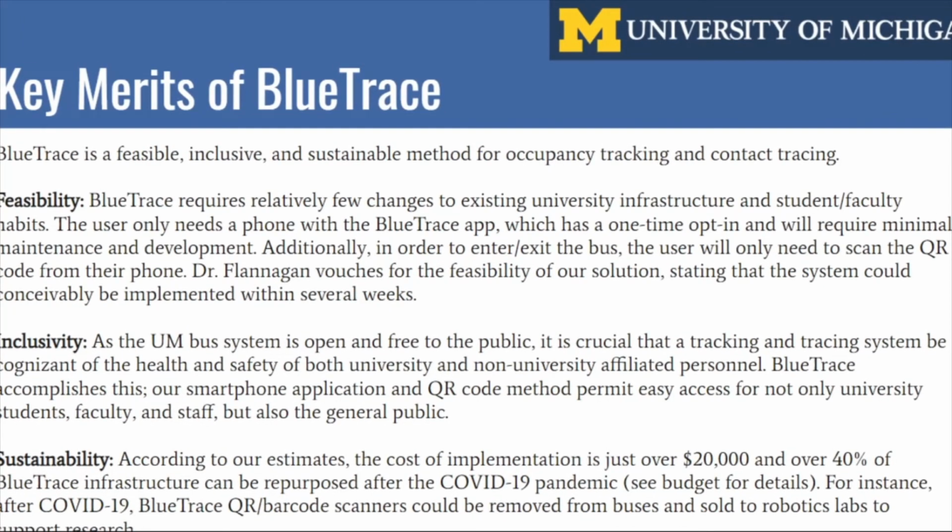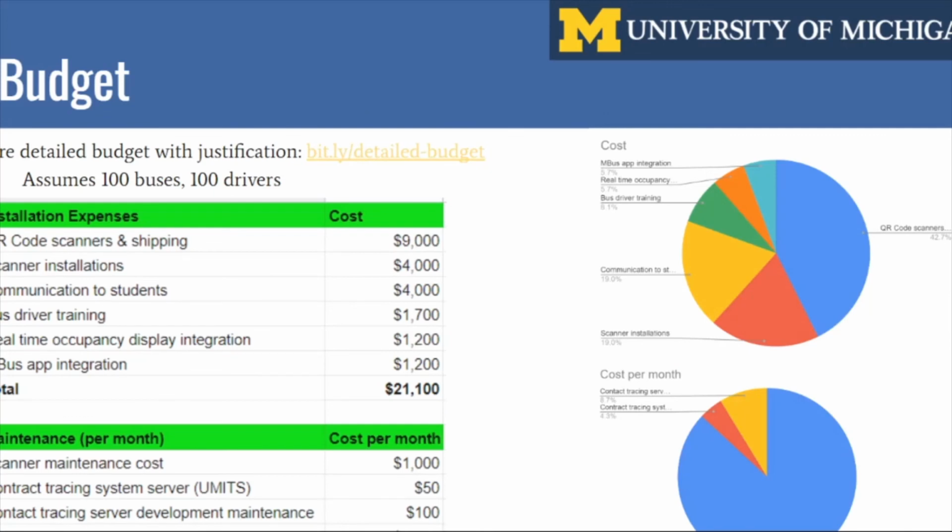Our solution is also inclusive as it keeps in mind that the University of Michigan bus system is available to the public. Therefore, it is crucial that we provide an application that is accessible to both university and non-university affiliated personnel. Our solution is also sustainable because, according to our estimates, the cost of implementation is just over $20,000 and over 40% of BlueTrace infrastructure can be repurposed after the COVID-19 pandemic.